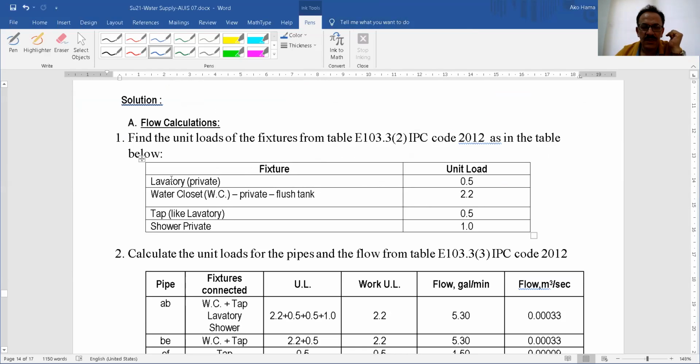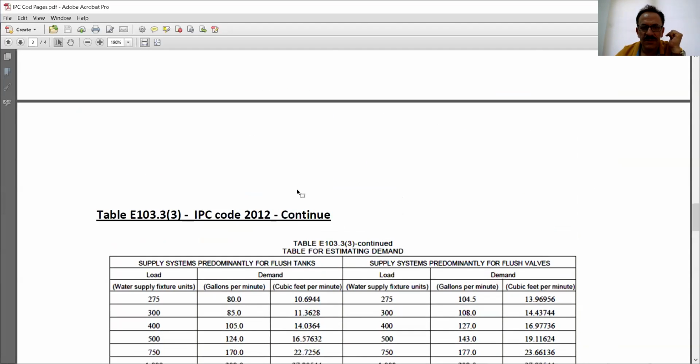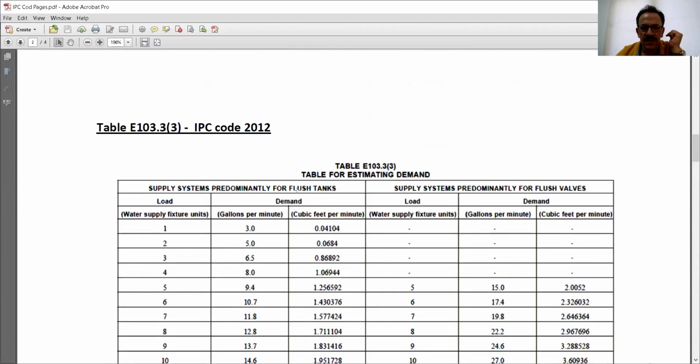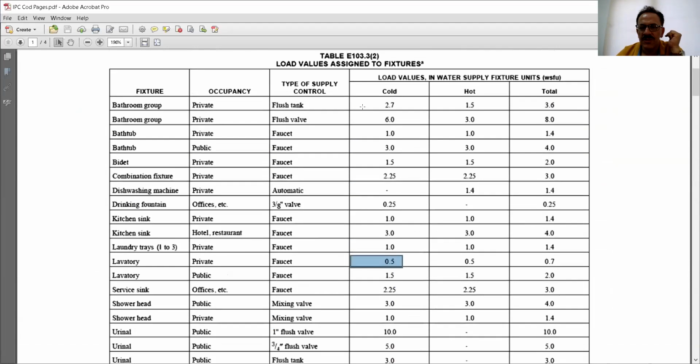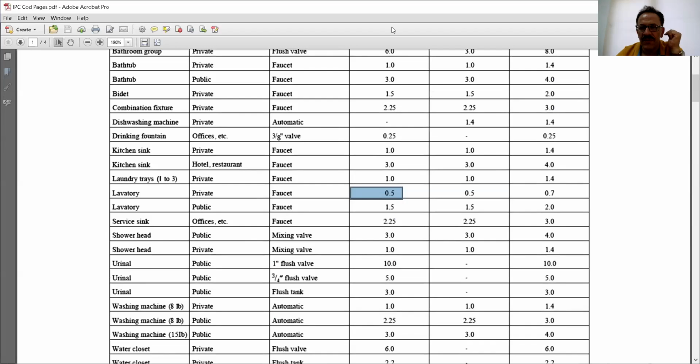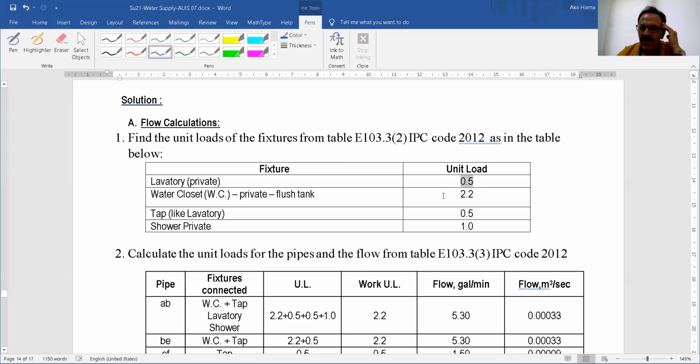And it will say lavatory private. What is the lavatory private load? Here's the lavatory private load. Yeah, this one, this is the lavatory private. You can see there is 0.5. How much is the unit load? It will be 0.5. So that's why we have calculated that's a 0.5.